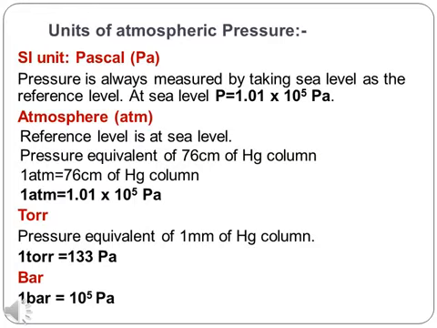The next one is torr. It is the pressure equivalent of 1 millimeter of mercury column. 1 torr is equal to 133 pascals. And another unit is bar. 1 bar is equal to 10 to the power of 5 pascals.